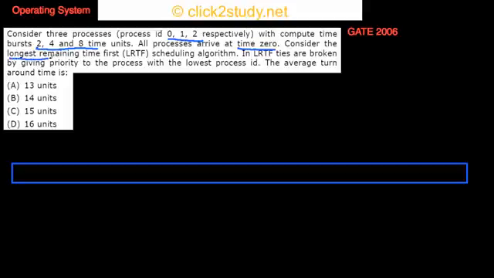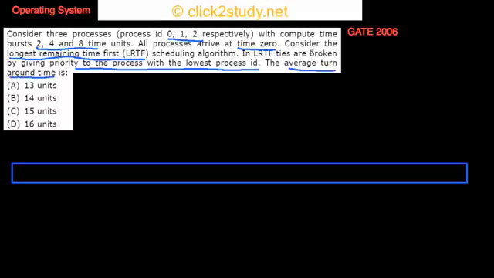Consider the longest remaining time first. Okay, so this time the longest process gets into the CPU first. Longest remaining time scheduling algorithm. In LRTF, ties are broken by giving priority to the process with the lowest process ID. So if you have two processes that have the same amount of remaining time and that is the longest remaining time, then you have a tie, and to break the tie, you give the priority to the process with the lowest process ID, because you have these 0, 1 and 2 process IDs, and then you have to find the average turnaround time.